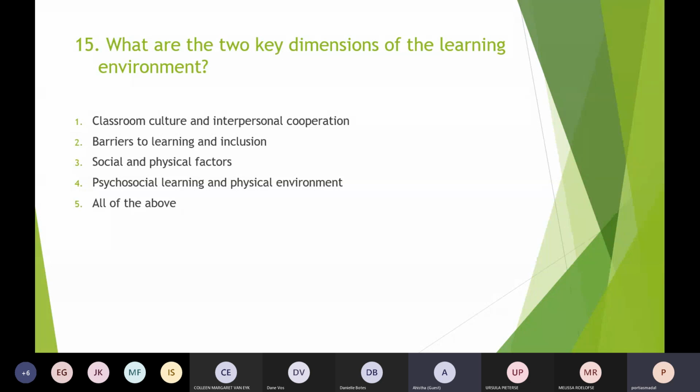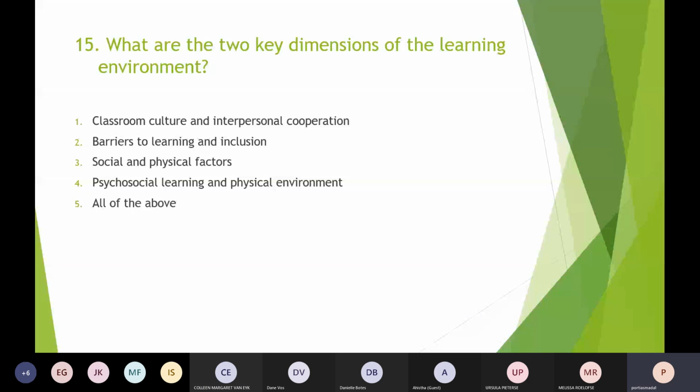Yeah. All right. I would say number 4. Number 4. Why do you think it's number 4? Because that covers the physical environment, the classroom space, the infrastructure, the desks, the furniture, and the psychosocial learning environment covers the social factors of the learners and their psychological, their feelings, their emotions, and that kind of thing.